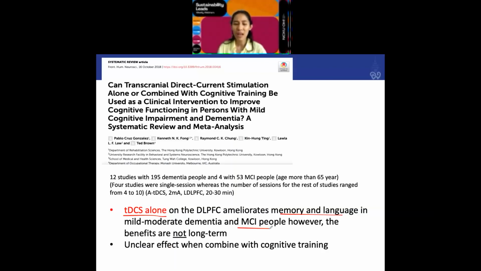But the effect is not long-lasting, as I found, because actually only 4 studies used single sessions, while the others used multiple sessions, from 4 to 10 sessions, but still they did not find a long-term effect from this meta-analysis. And they said that the effect is unclear when combining tDCS with cognitive training, because this meta-analysis tells us that tDCS alone is probably better.